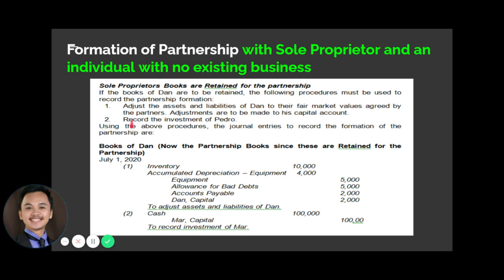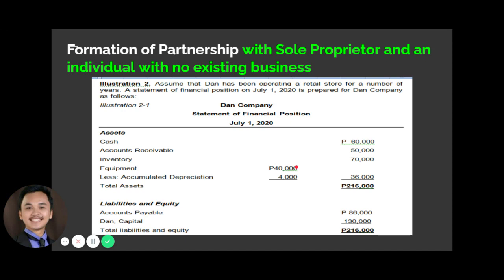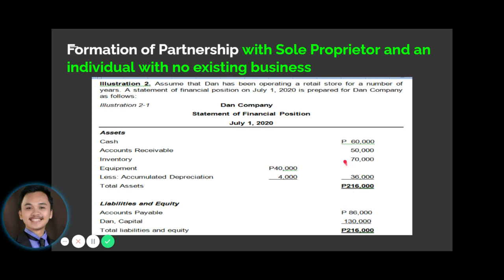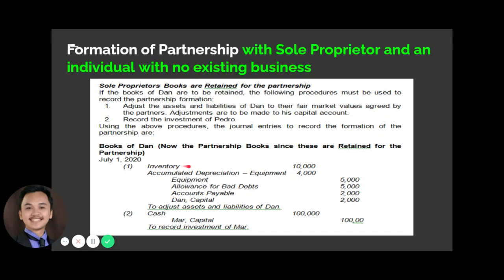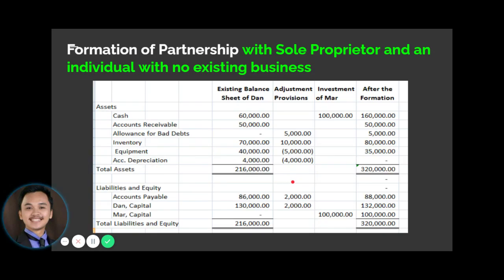So, first, we have inventory of 10,000. What happened? We have inventory that is to be reported at its market value of 80,000. So from 70,000, the inventory became 80,000. So therefore there is an increase in inventory. So debit inventory for 10,000. Okay, debit 10,000.